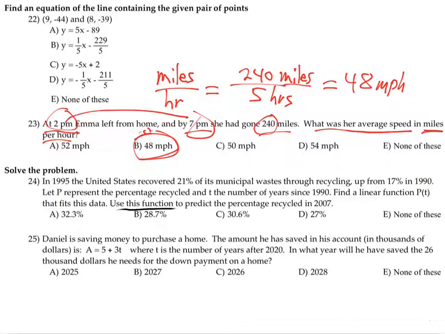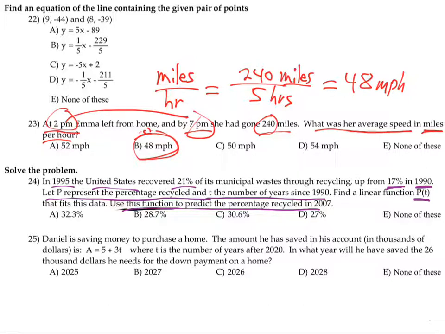Okay, question 24. So this is a more tricky one. In 1995, the United States recovered 21% of its municipal waste through recycling, up from 17% in 1990. Let P represent the percentage recycled and T the number of years since 1990. Find a linear function, P of T, that fits this data, and then use this function to predict the percentage recycled in 2007. Okay, so how are we gonna do that?